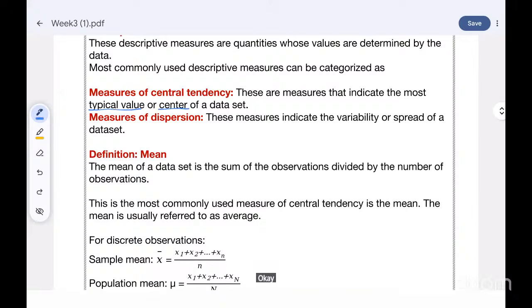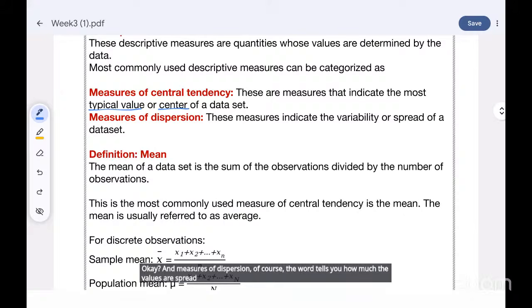Okay, and measures of dispersion, of course the word tells you how much the values are spread across. Okay, the variability of the data set. Okay, so let's try to understand this in detail.